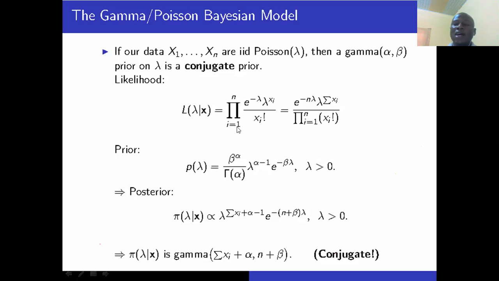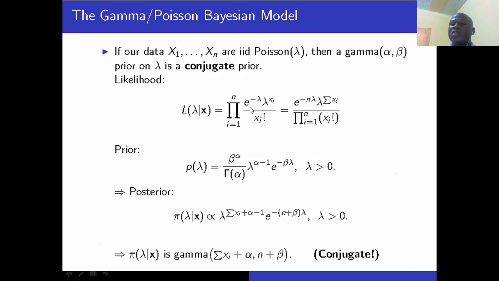So here we have the likelihood function for the Poisson. We take the product on the likelihood function. So this is going to be e to the power minus n lambda, because we'll be having minus lambda minus lambda minus lambda, summed up.